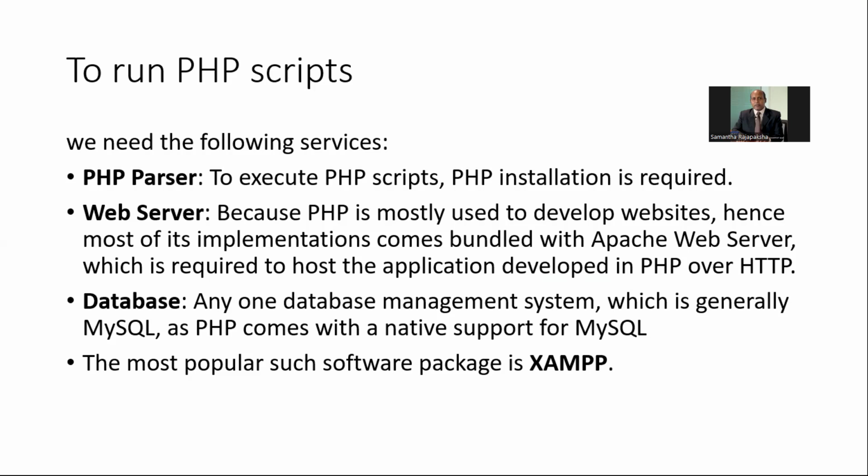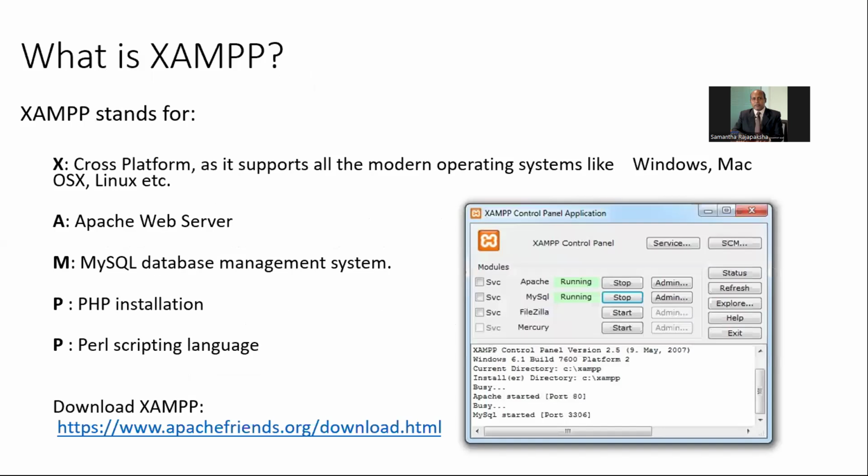Now all these are provided by a very popular software package called XAMPP. By using this XAMPP package, we can run the PHP codes. In XAMPP, the X means cross-platform. That means it works with multiple operating systems. A means Apache, which is a web server, an open source web server. M is for MySQL. P is for PHP installation. P is for the Perl scripting language.